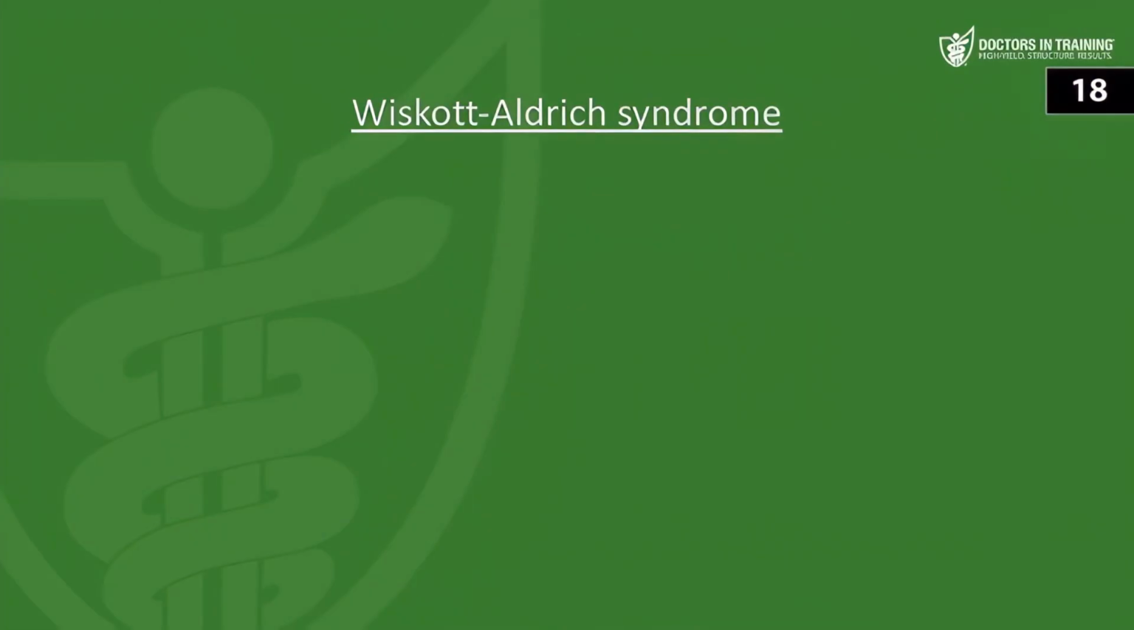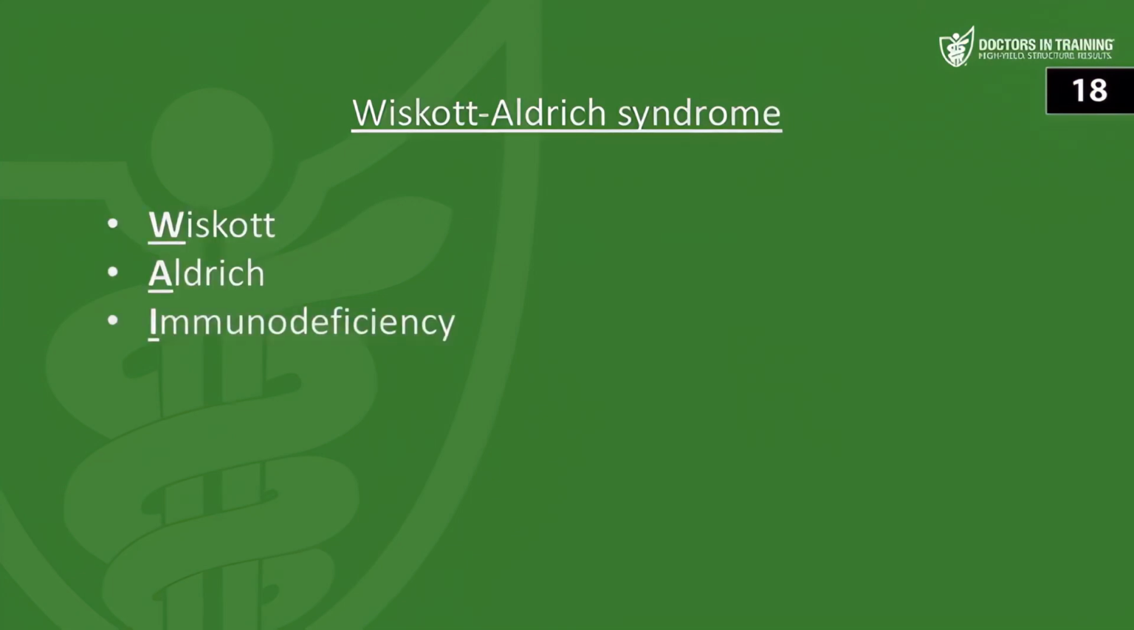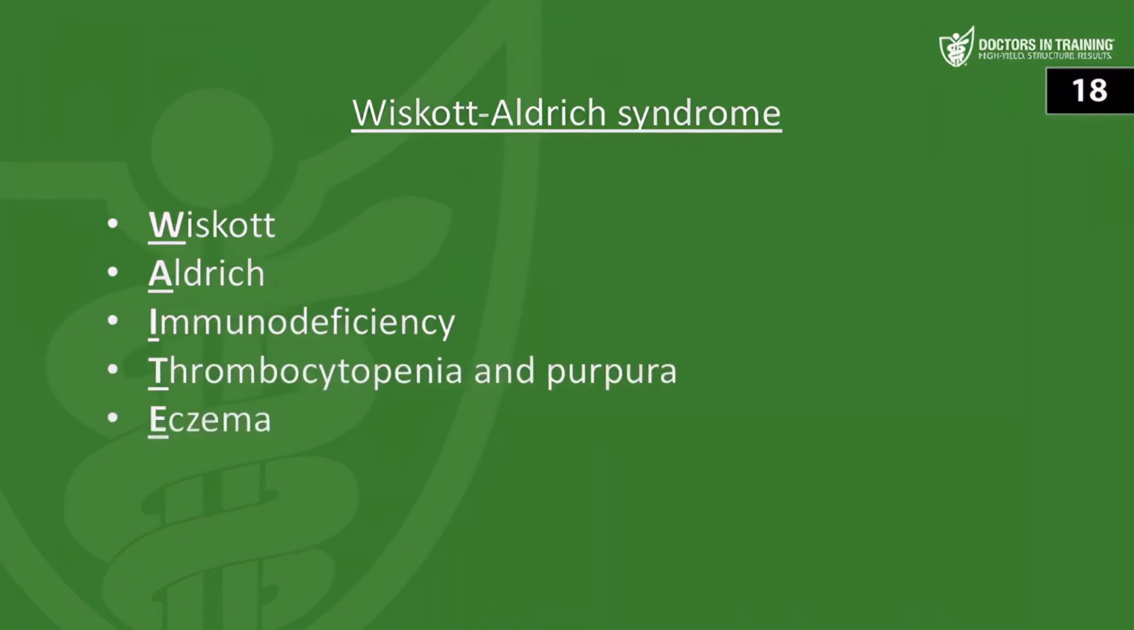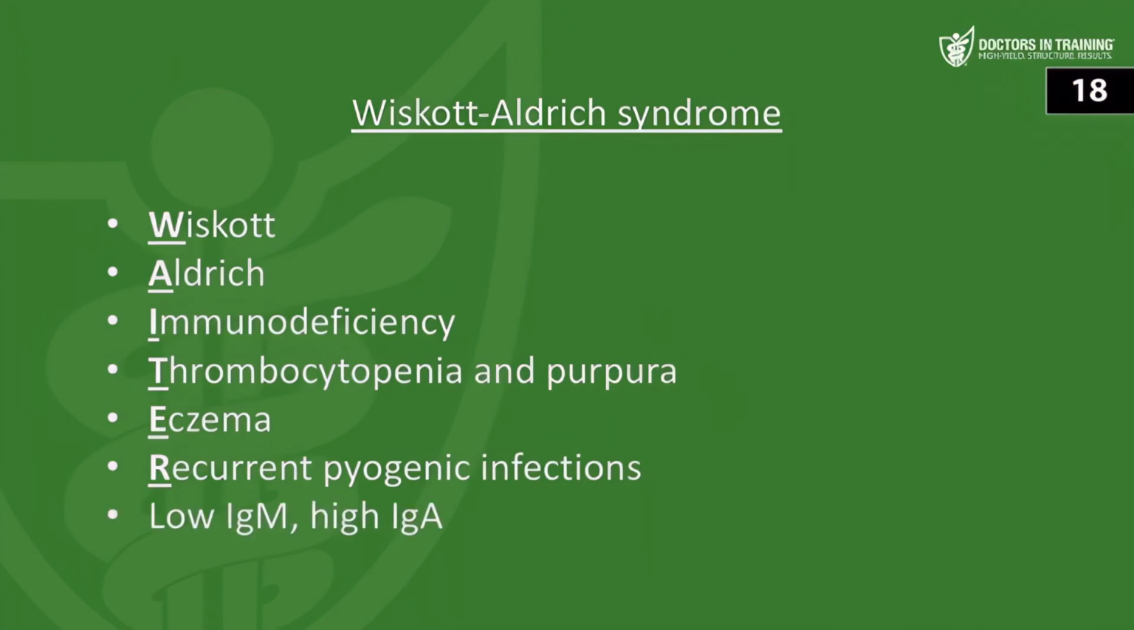What are the main clinical features of Wiskott-Aldrich syndrome? Remember, the mnemonic for Wiskott-Aldrich is WAITER. The first 2 letters, W and A, are for Wiskott-Aldrich, and then I for immunodeficiency, T for thrombocytopenia and purpura, E for eczema, and R for recurrent pyogenic infections. And these individuals have a low IgM and a high IgA.